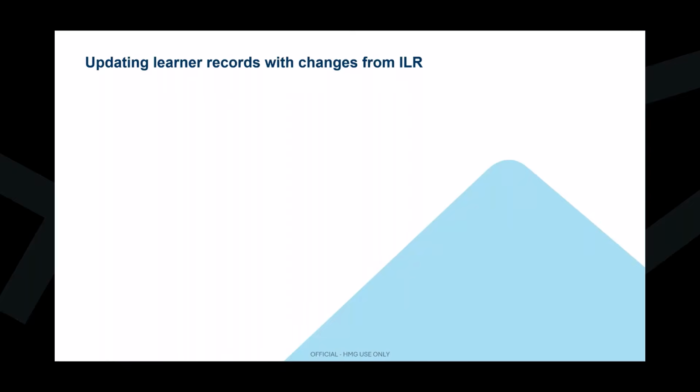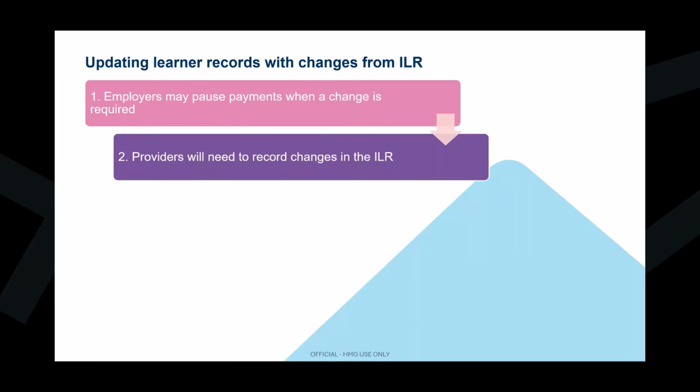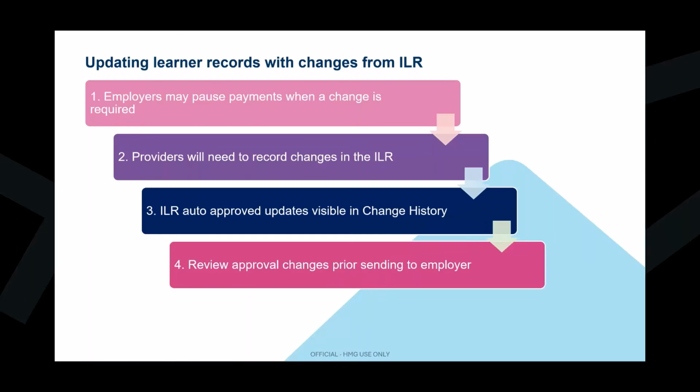To summarize, employers may pause payments, selecting a reason when a change is required to help prevent an overpayment. I've seen some questions come up. It is mandatory that they have to choose a reason if they're pausing the payment. Providers will only need to record any changes once in the ILR. These will then update the Apprenticeship Service records. Auto-approved changes will be notified in accounts and can be reviewed in the change history page. Changes requiring approval will appear in the provider account to review before submission to the employer for approval.